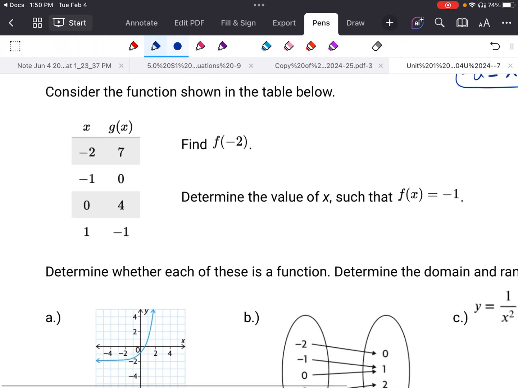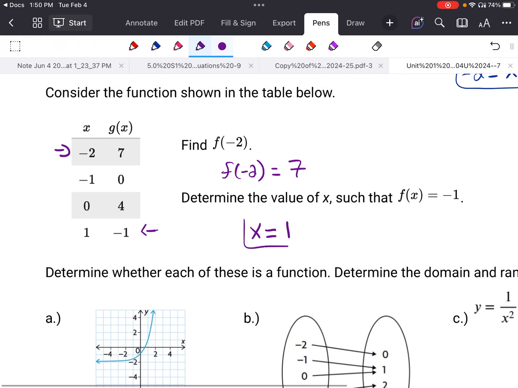Consider the function shown in the table below. Find f of -2. So f of -2 is telling us that -2 represents our independent values, or x's. So we look for when the independent is -2, and the solution, the output, is 7. Okay, determine the value of x such that the output is -1. So there's where the output is -1, so that means the input was 1.